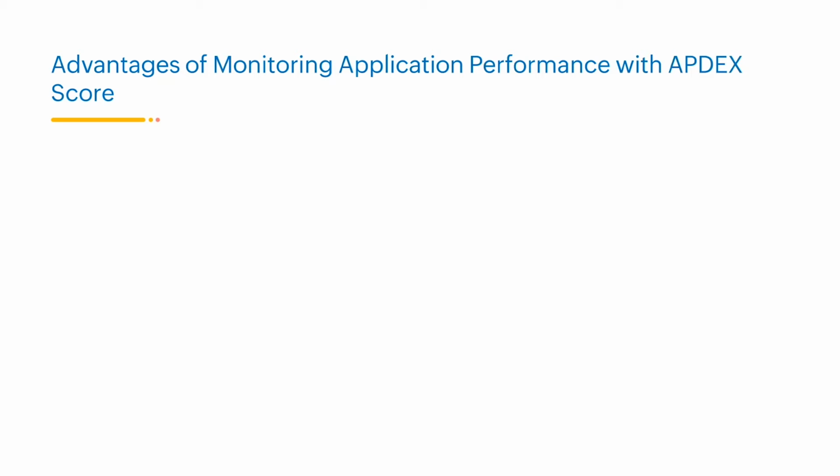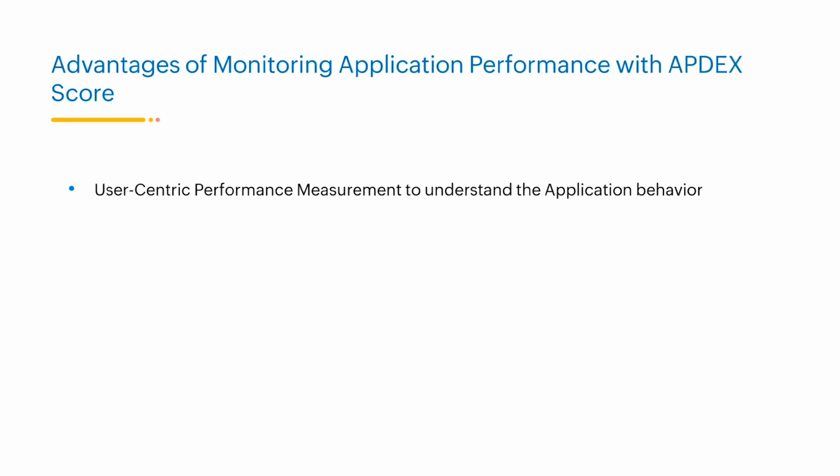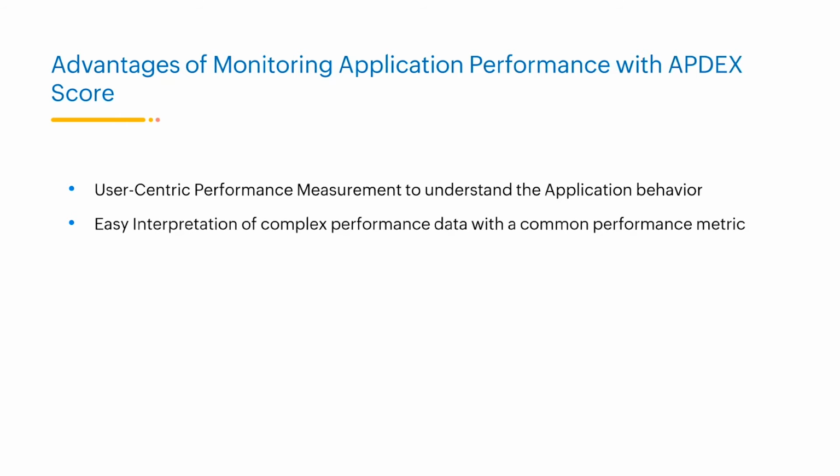Advantages of monitoring the application performance with the Apdex score. User-centric measurement to understand the application behavior, which helps you to understand how your application performance directly impacts the user experience and enables you to prioritize the improvements. Easy interpretation of complex performance data with the common performance metric simplifies the complexity of the data into a single and easily understandable metric by providing a clear and standardized way to assess application performance.